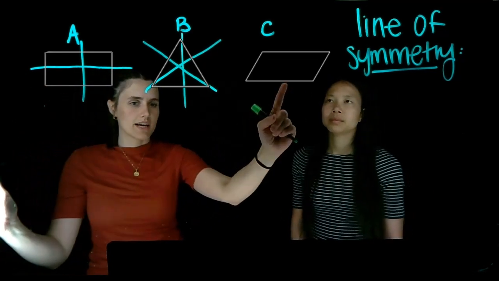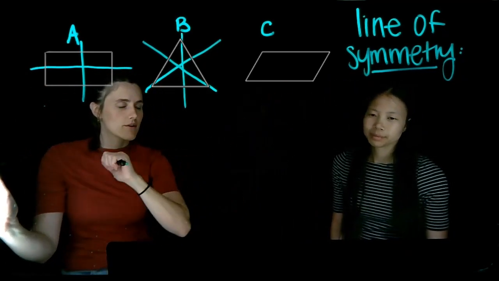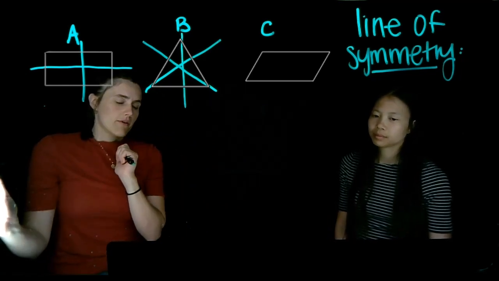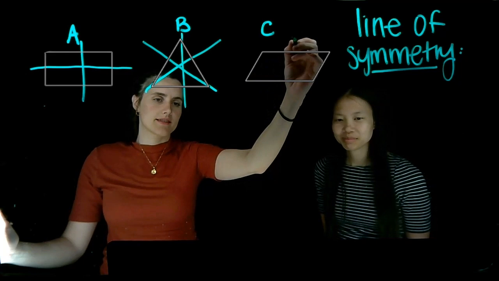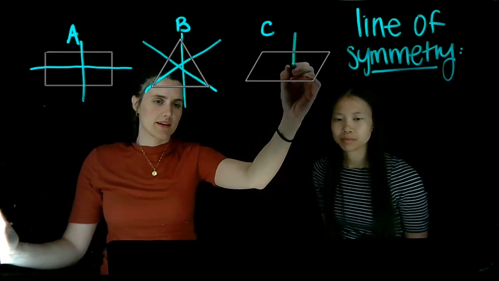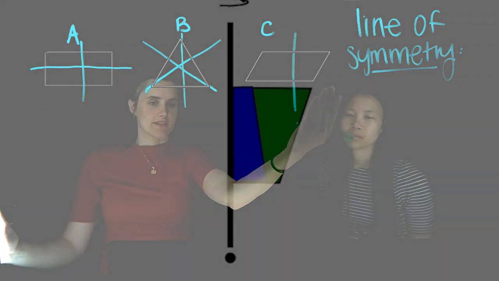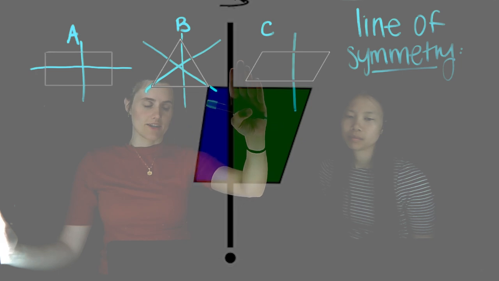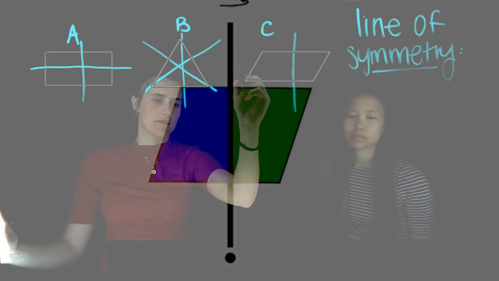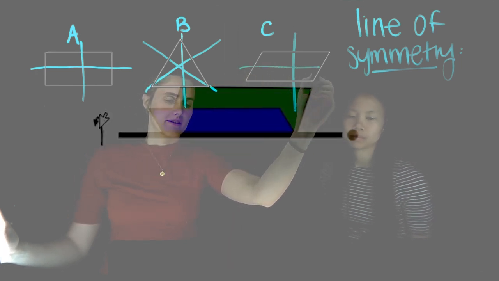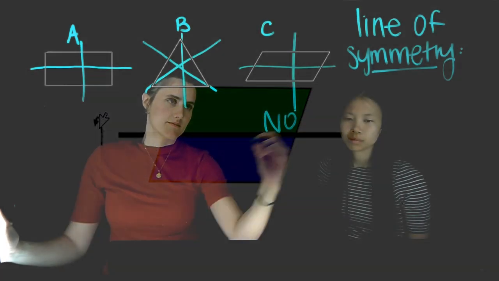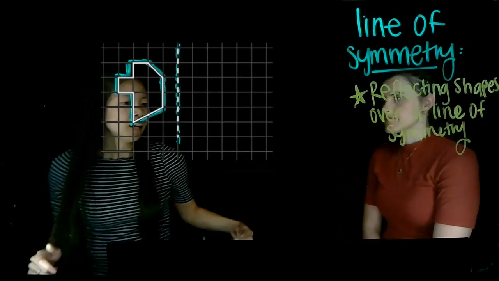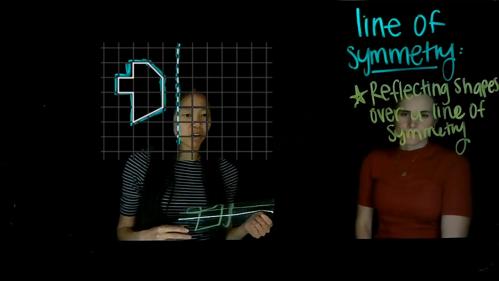Okay, now let's look at shape C. Is there anywhere that we can draw a line to where if we were to fold it along that line, the shape would match up? If we were to draw a line, let's say down the middle of the shape here, if we envision folding this in half, it is not going to match up over on this side. And same if we were to draw a line down the middle here. So shape C has no lines of reflection. There's none of them.